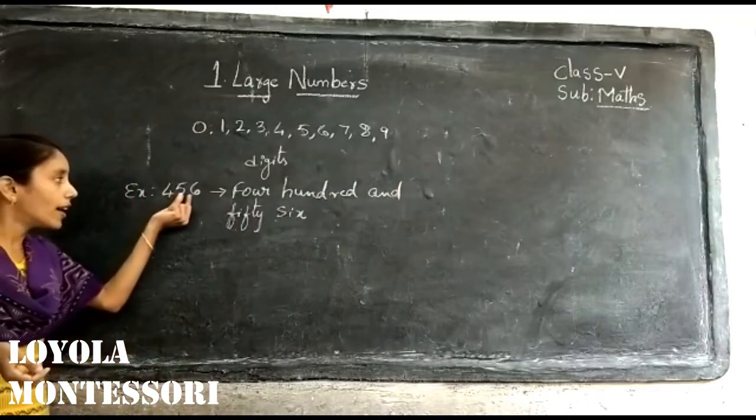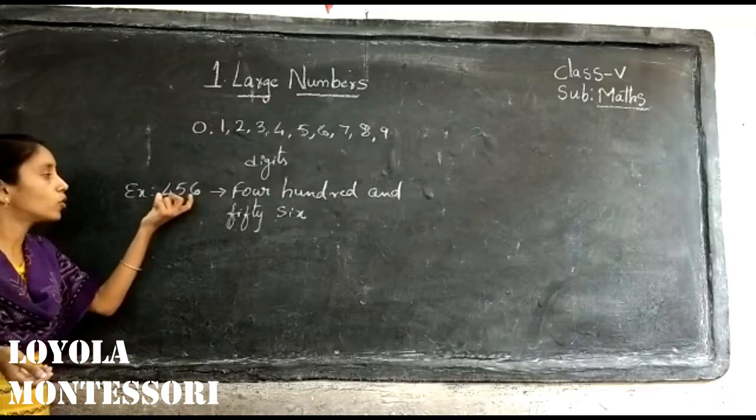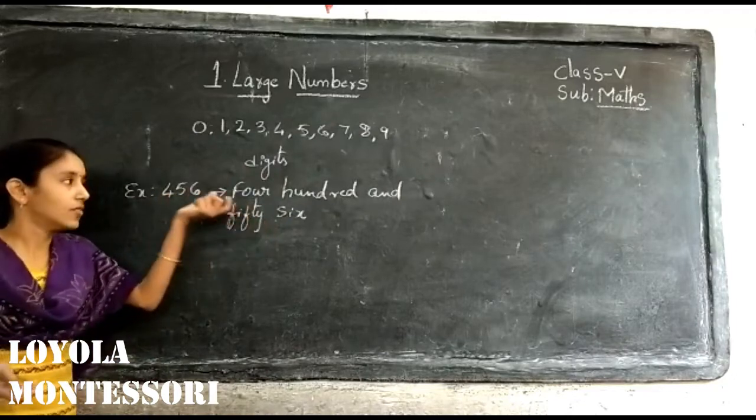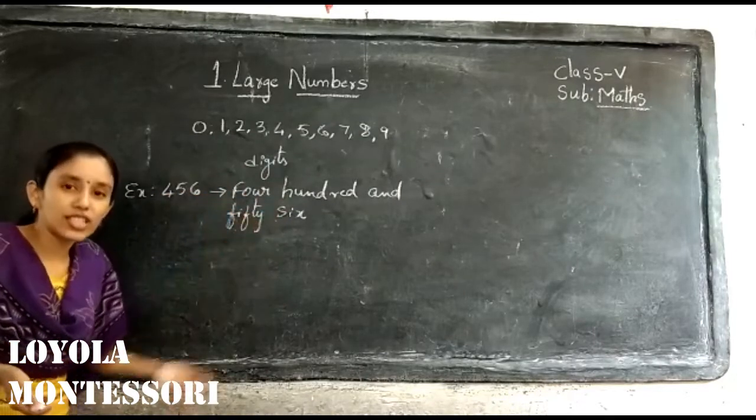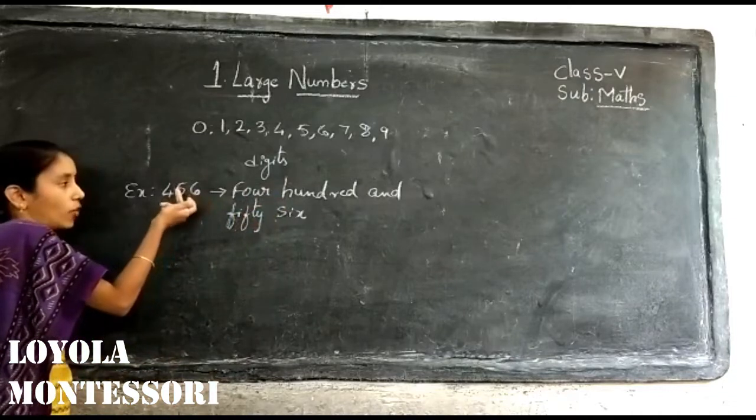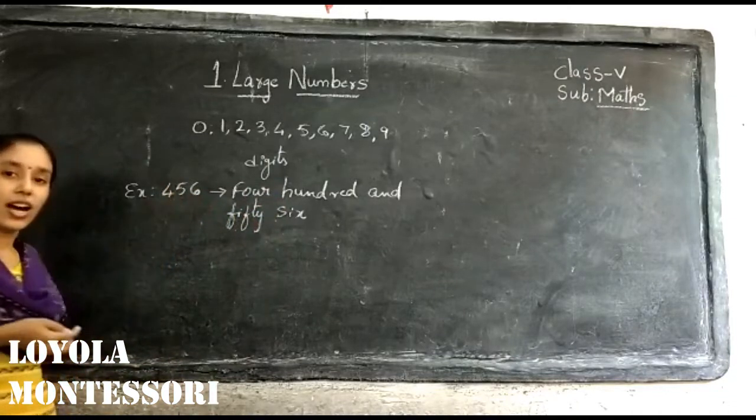Here 4, 5 and 6 are digits separately. If you combine these, this forms a number which is called 456. Here 6 is in ones place, 5 is in tens place and 4 is in hundreds place.